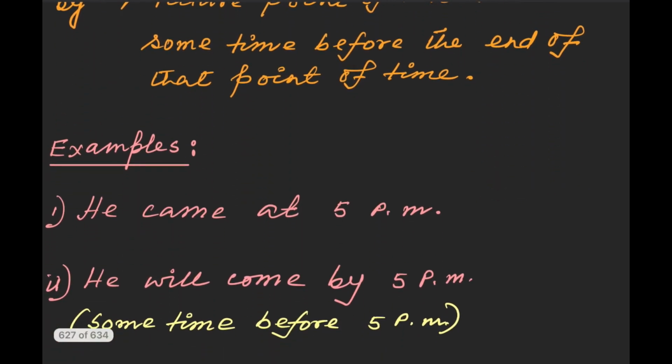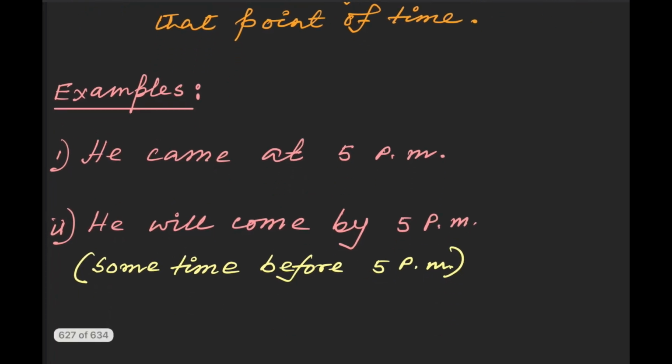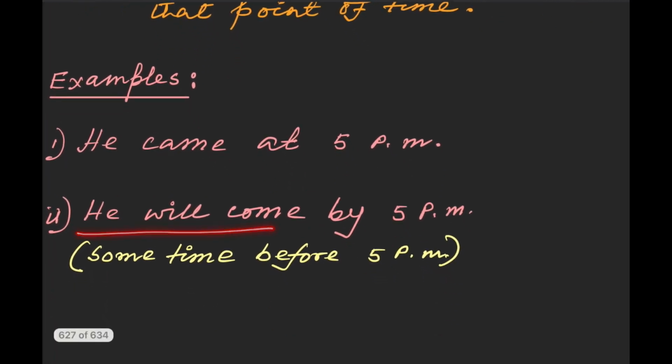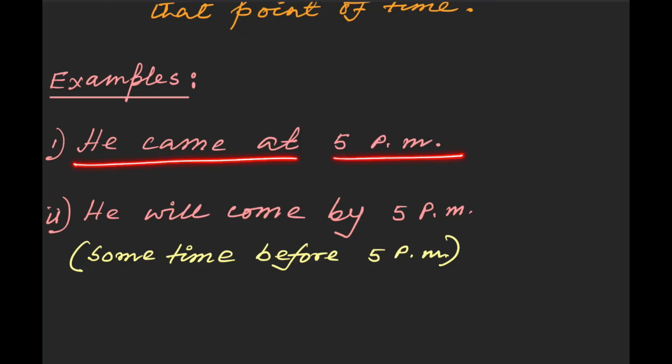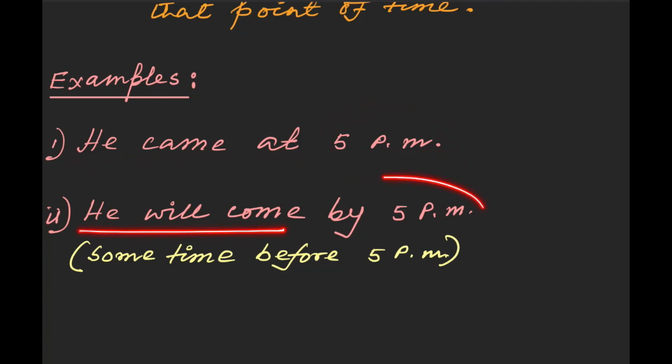See the examples. Number 1, he came at 5 p.m., exactly at 5 p.m. And number 2, he will come by 5 p.m. That means sometime before 5 p.m., not exactly at 5 p.m. This is the difference between these two sentences. Number 1, he came at 5 p.m., exact point of time, and number 2, he will come by 5 p.m. means he will come sometime before 5 p.m.